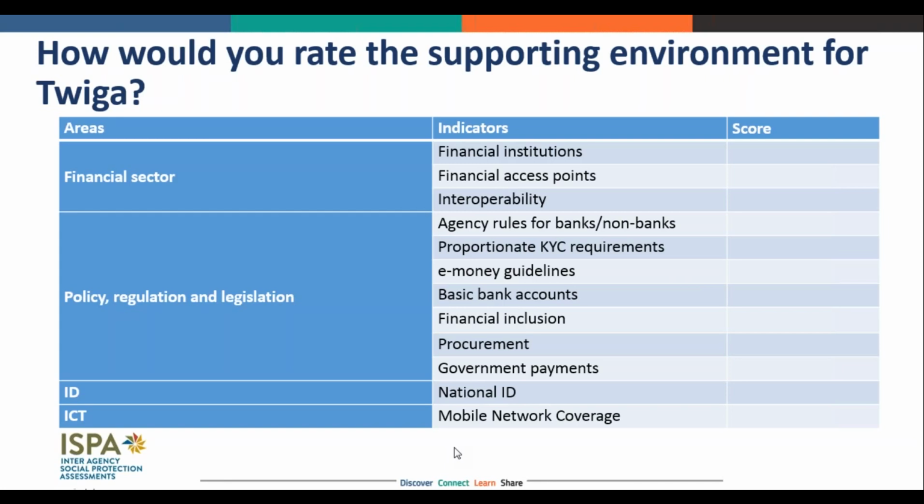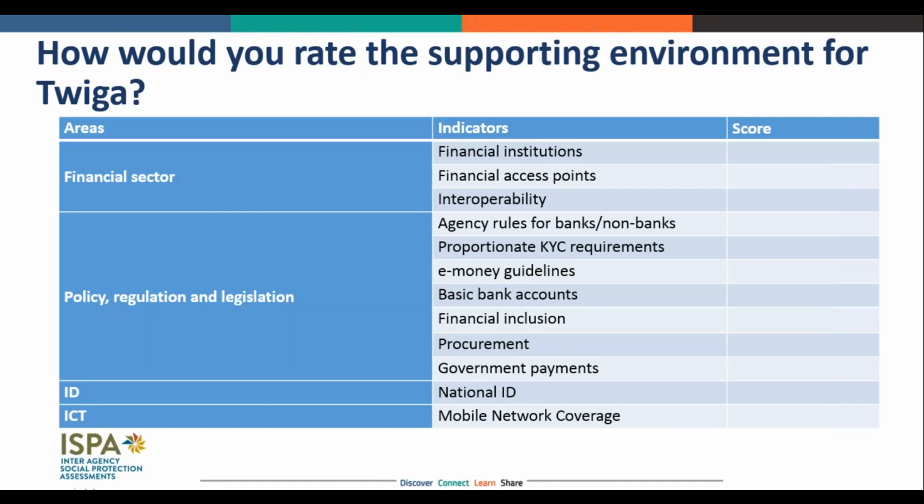When looking at e-money guidelines, that would be a score 3, which is equivalent to legal regulatory measures allowing e-money issuance by banks. Non-banks have been drafted, pending approval; banks and non-banks are allowed to offer e-money on a case-by-case basis. We understand that the National Payment System Act, while it's been implemented, the e-money guidelines have not yet been implemented. So that's why we're giving Twiga a score 3.